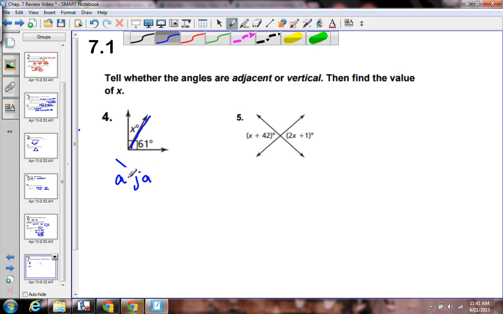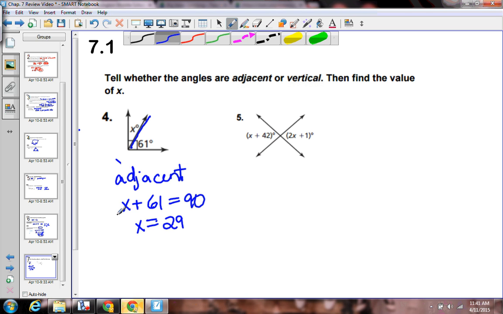Oh, computer. And to find the value of x, we are going to use the fact that they are complementary. And x plus the other angle, 61 degrees, would have a sum of 90. So x must be 29.